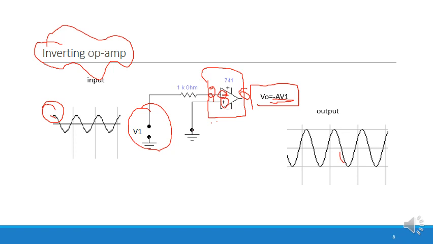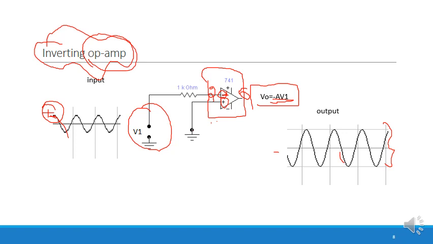Okay, what is an inverting amplifier? You are applying input from the positive, you are getting output from the negative, and amplified. That is very important. Why? Because an operational amplifier basically is going to amplify your input signal, and because of inverting, the output is inverted.